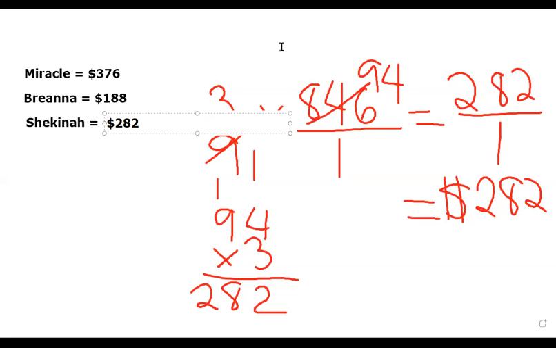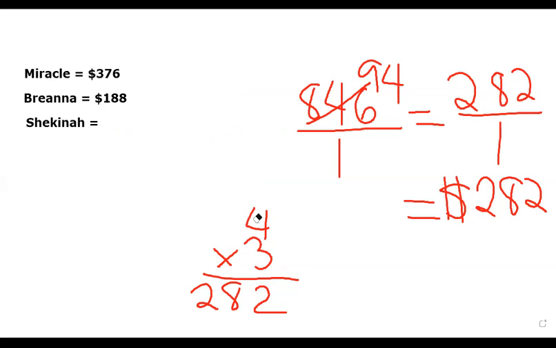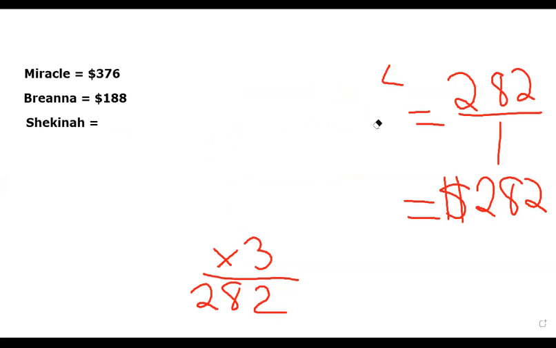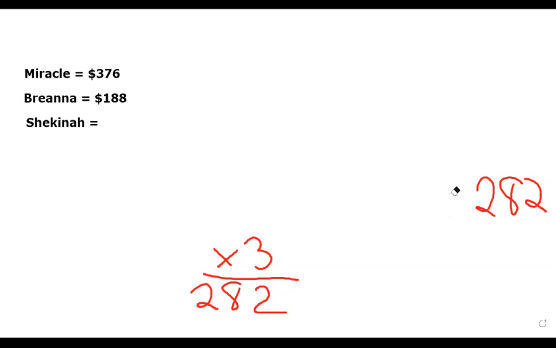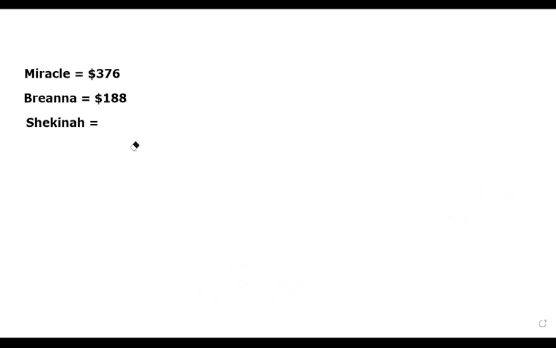Now we're going to clean up a little portion of our screen. Now what we want to do is a check to make sure that everybody got what they should have gotten, right? So we're just going to add up each of the values and make sure that our total comes back to the original amount, which was the $846.